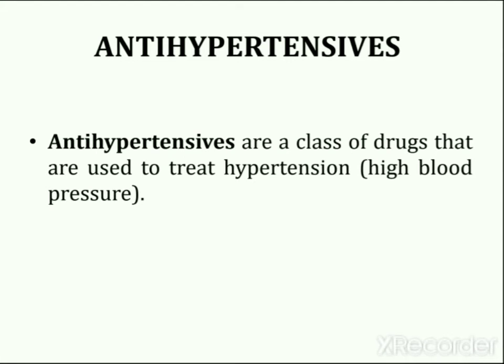A stroke occurs when the blood supply to part of your brain is interrupted or reduced, preventing brain tissue from getting oxygen and nutrients. Brain cells begin to die in minutes. A myocardial infarction, also known as heart attack, occurs when blood flow decreases or stops to a part of the heart, causing damage to the heart muscle. The most common symptom is chest pain or discomfort which may travel into the shoulder, arm, back, neck, or jaw.